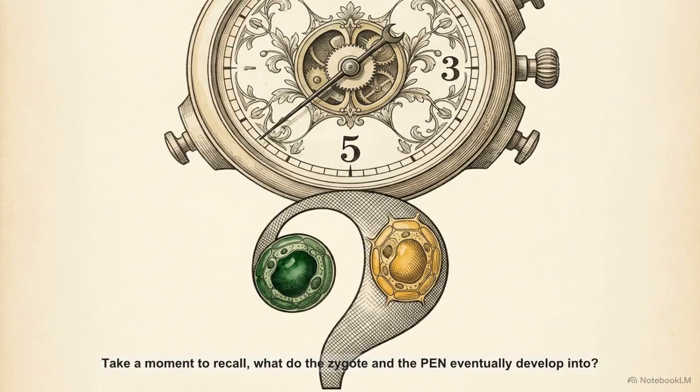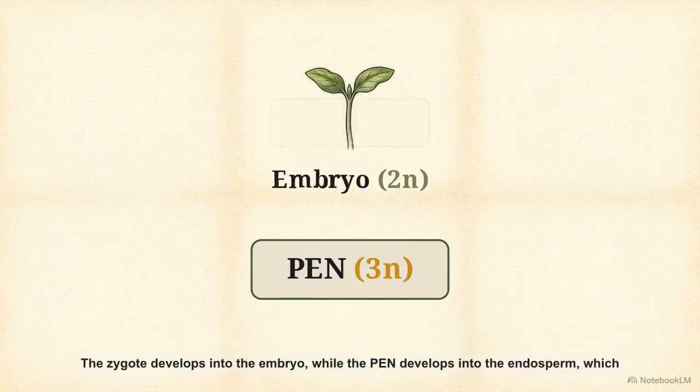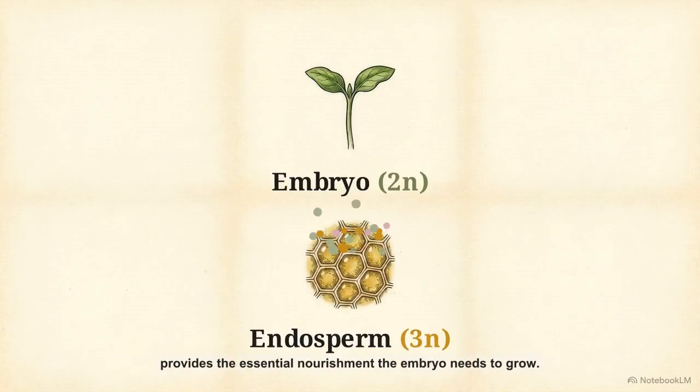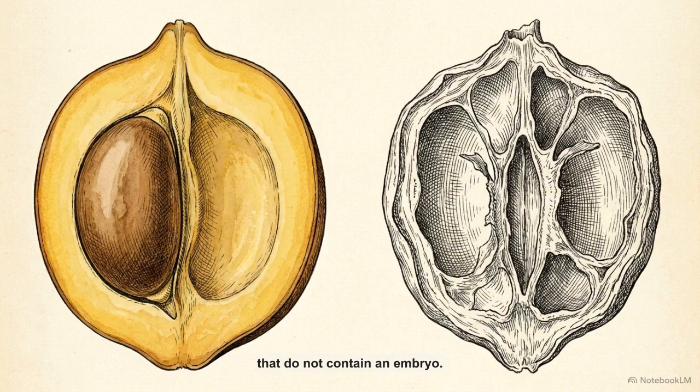Take a moment to recall, what do the zygote and the PEN eventually develop into? The zygote develops into the embryo, while the PEN develops into the endosperm, which provides the essential nourishment the embryo needs to grow. Because this double fertilization ensures that the nutrient-rich endosperm only develops after the egg is successfully fertilized, the plant avoids allocating resources to ovules that do not contain an embryo.